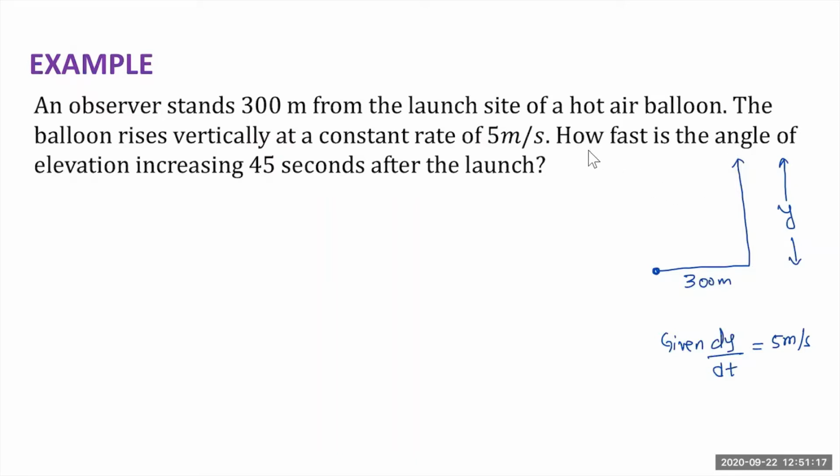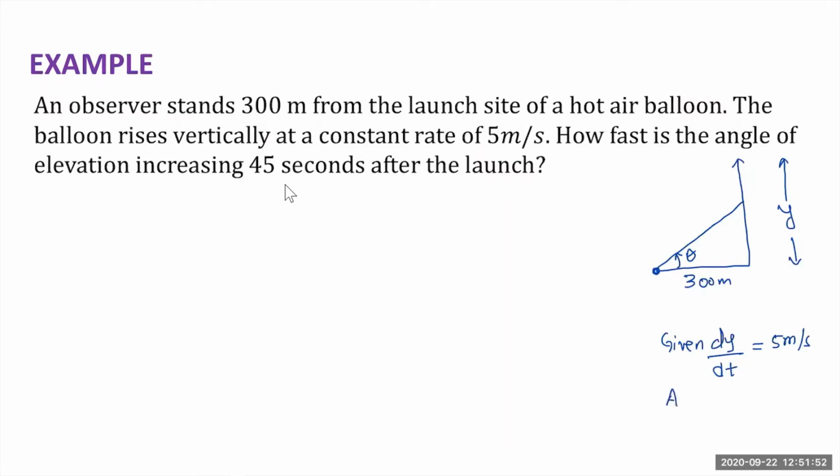Now, what you have to do is find how fast the angle of elevation is increasing 45 seconds after the launch. When we say angle of elevation, this angle here is the angle of elevation. When the balloon rises upward, the observer looking at the balloon will be looking up every single second, meaning this angle will be increasing continuously. So we have to find the rate at which it is increasing when the time is 45 seconds.